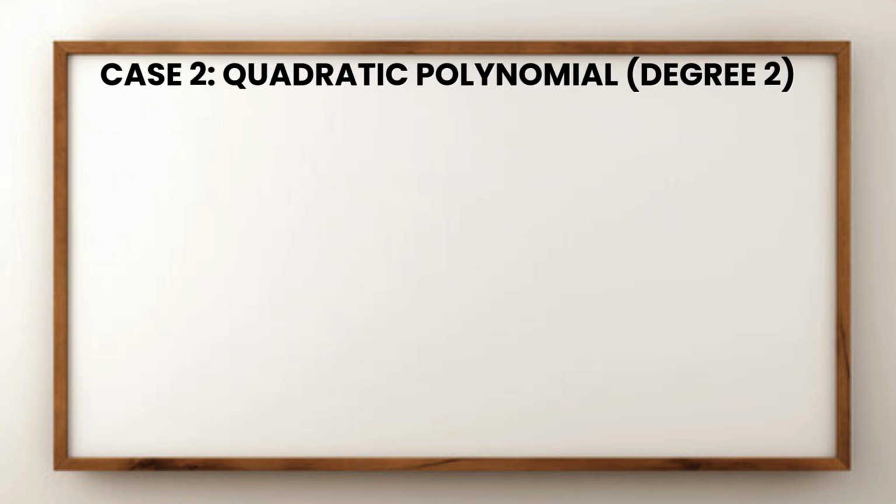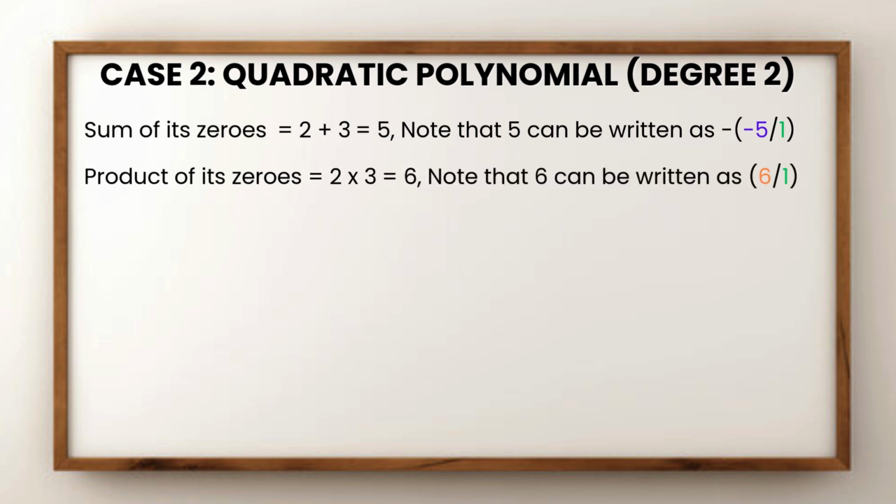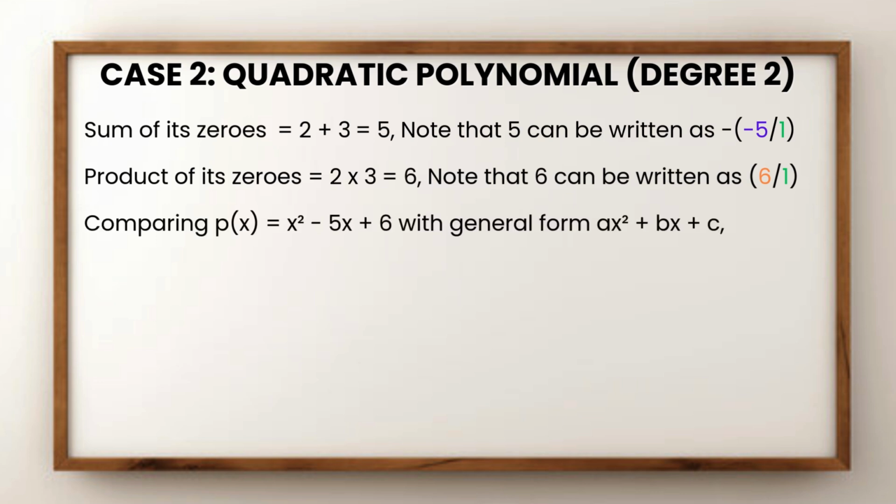Now, let's analyze the relationship between the zeros and the coefficients of the quadratic polynomial. We found that the zeros are x equal to 2 and x equal to 3. The sum of the zeros is 2 plus 3 equal to 5, which can be written as minus of minus 5 by 1. The product of the zeros is 2 into 3 equal to 6, which can be written as 6 by 1. Comparing x square minus 5x plus 6 with the general form ax square plus bx plus c, we get a equal to 1, b equal to minus 5, and c equal to 6.